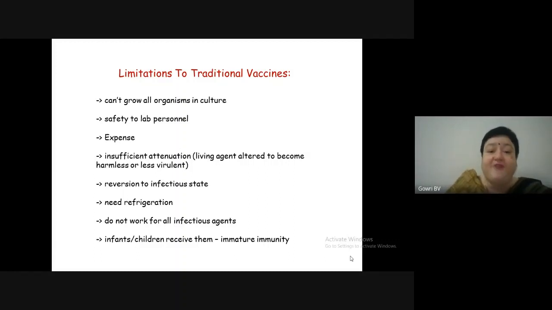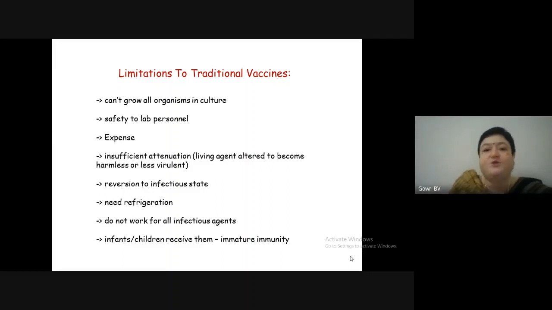And of course, the final one is the one who are going to receive maximum vaccines. If you see the immunization schedule, second year immunology. So the problem for us is most of the infants or children are going to receive them. So they will have immature immunity. In that case, continuously when you administer a booster dose or a vaccine that can be reverting itself, it is going to harm the child that receives it.